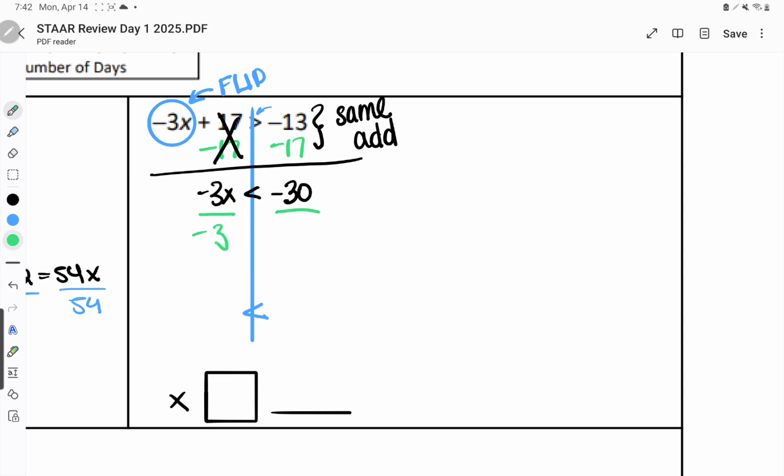Divide both sides by negative 3 now. That crosses those out, gives me x. Then I have a negative divided by a negative, which gives me a positive. And then I have 30 divided by 3, which gives me 10.